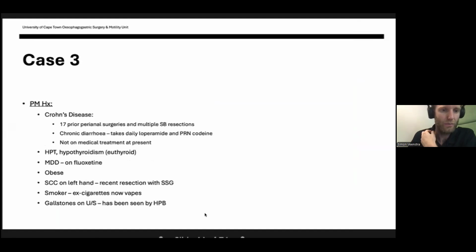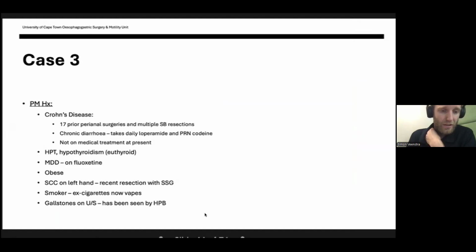And her past medical history was quite extensive. She had Crohn's disease with multiple previous perianal surgeries and small bowel resections. She had chronic diarrhea and was taking daily loperamide and codeine PRN. And besides that, wasn't really on any other medical treatment for her Crohn's disease. She had hypothyroidism, although was euthyroid at the time of testing. She was on fluoxetine for depression.